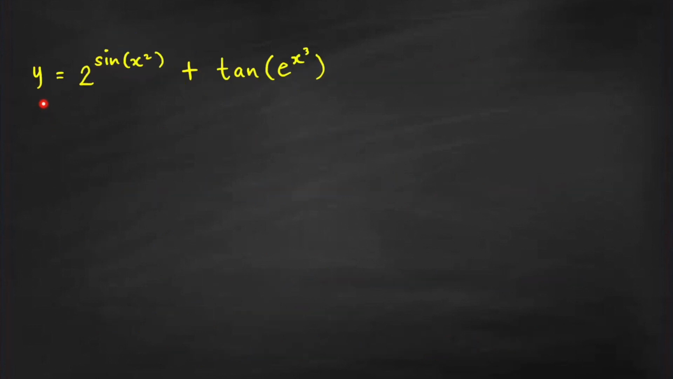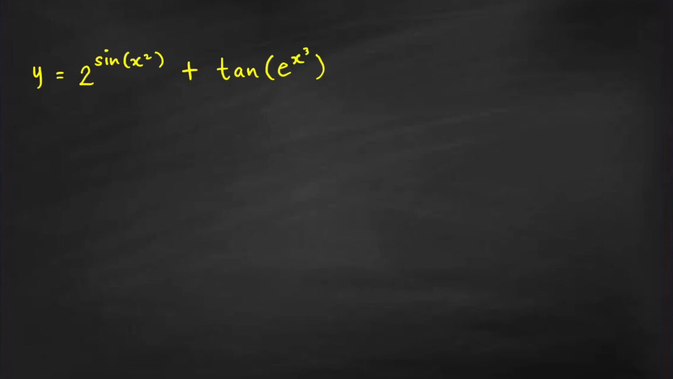Now let's find the derivative of this function, y equals 2 raised to sine of x squared plus tangent of e raised to x cubed. Since this is a sum, we know already that the derivative of a sum is equal to the sum of derivatives, so we just have to find the derivative of each term. So here, what formulas do we need? Since this is in the form of a constant raised to a function, we need the formula for a raised to u. And then this is tangent of a function. We need the formula for derivative of tangent u.